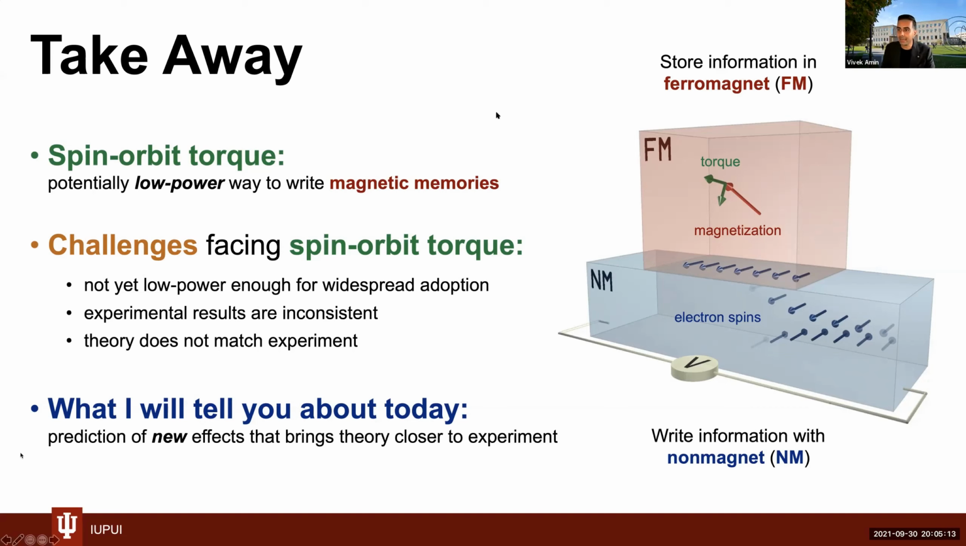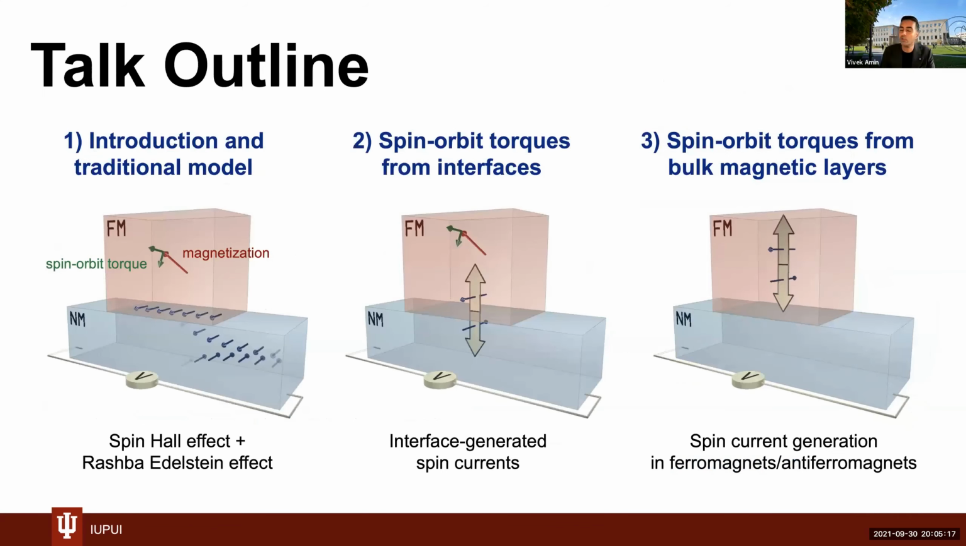So here's the outline of my talk. I'm going to start off with an introduction and then talk about the traditional model of spin-orbit torques. I'll spend a bit of time on this because I know there are a lot of young researchers in the audience and maybe those who are not familiar with spin-orbit torque. So hopefully that will help catch you up a bit on what's been done so far. Then I will talk about novel mechanisms for spin-orbit torques that arise at the interface between materials, and then spin-orbit torques that arise in bulk magnetic layers.